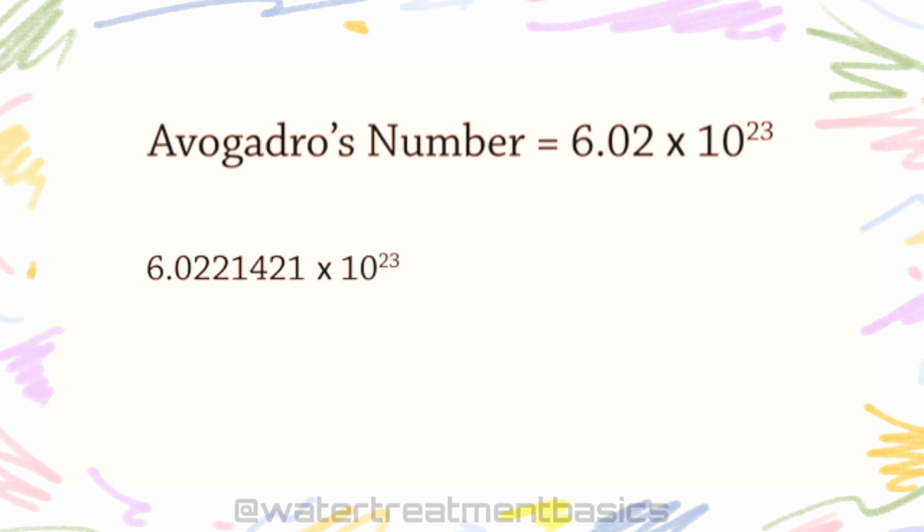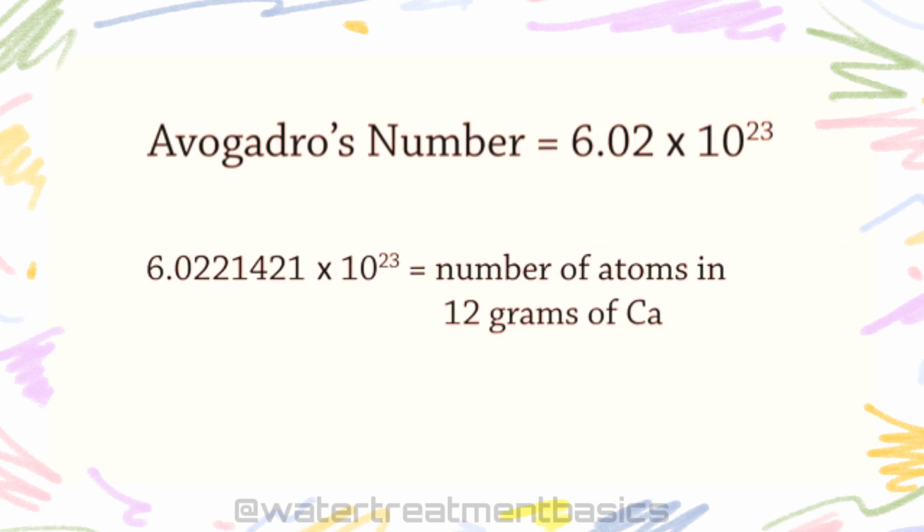6.0221421 times 10 to the 23rd is the number of atoms in 12 grams of carbon-12. Carbon-12 has historically been used as a standard in chemistry. For instance, we use carbon-12 as the standard for atomic mass. So, Avogadro's number is not completely arbitrary. For ease of use, we typically round Avogadro's number to 2 decimal places, 6.02 times 10 to the 23rd.